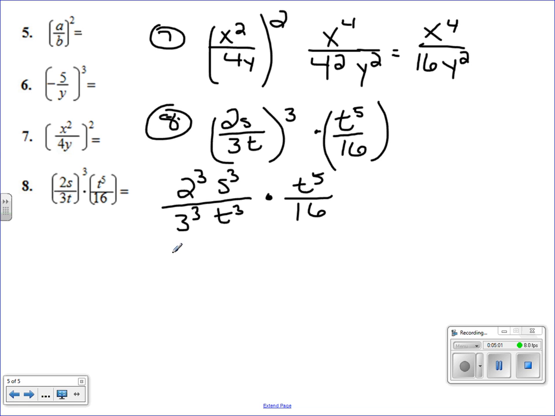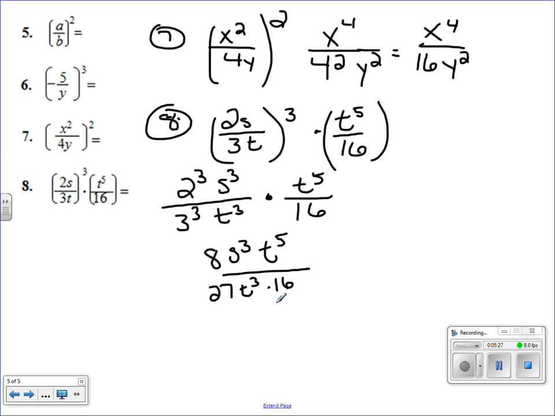So 2 to the third, 2 times 2 is 4, times 2 again. So 2 to the third is going to give me 8 s cubed t to the fifth divided by, I have 3 to the third. 3 times 3 is 9. 9 times 3 is going to give me 27 t to the third times 16.